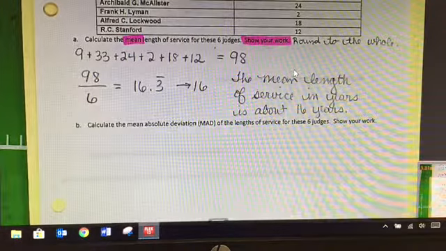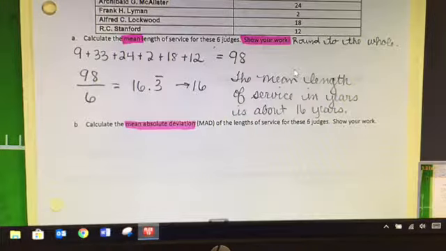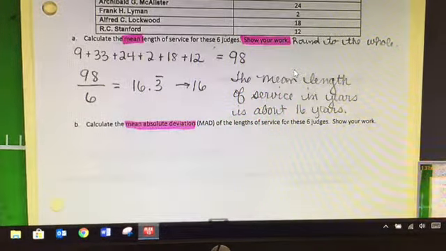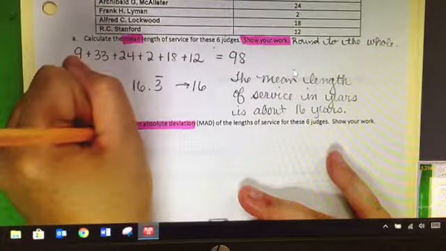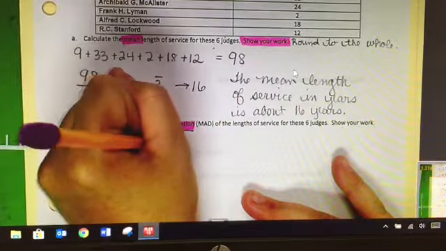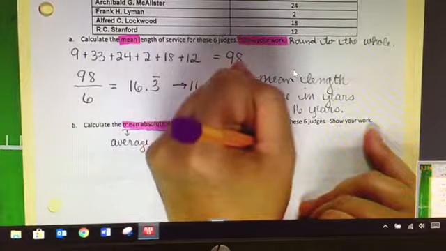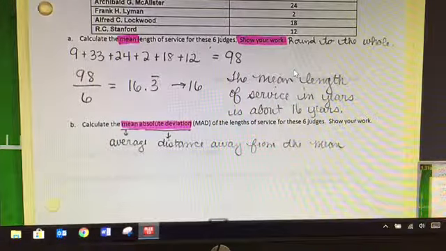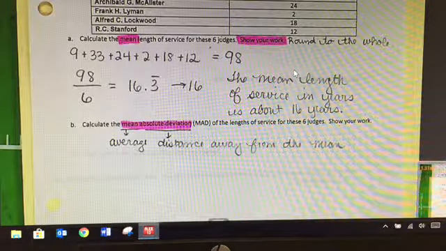So 2B says calculate the mean absolute deviation. Who knows what mean absolute deviation stands for? What does that mean though? When we're looking for mean absolute deviation, what are we looking for? Average distance from perfect. Remember, mean is always an average, right? So it's the average distance away from the mean. So when we're looking at mean absolute deviation, or MAD, we are finding that average distance away from the mean.